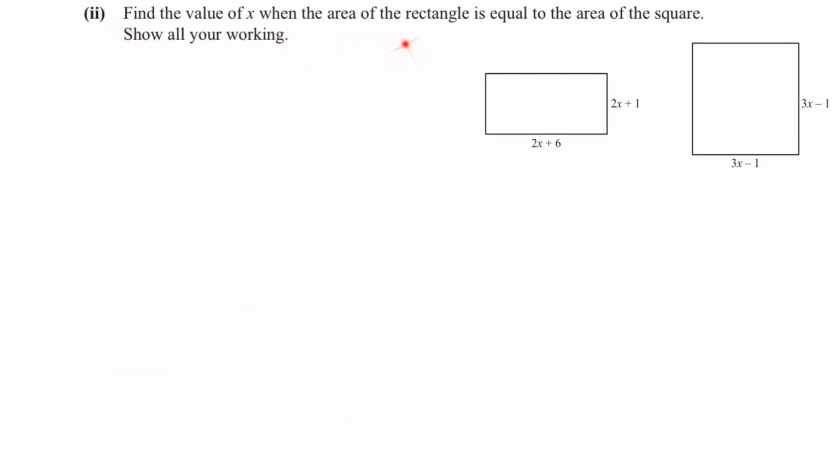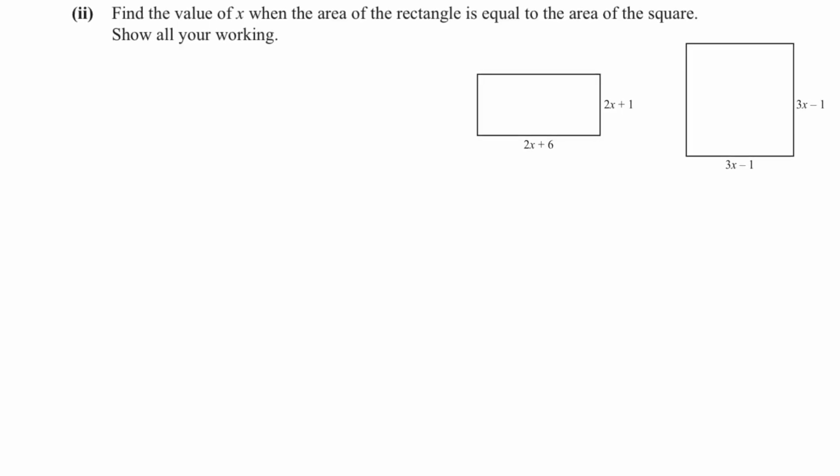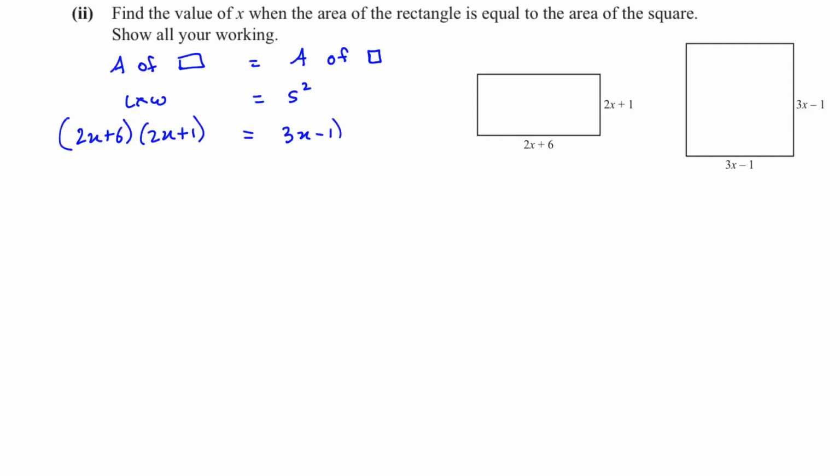In part 2, find the value of x when the area of the rectangle is equal to the area of the square. Show all your working. Area of the rectangle can be found by multiplying length with width. And this area is equal to the area of the square, which is found by side squared. So you can see that your length is 2x plus 6 and your width is 2x plus 1. The side of the square is 3x minus 1, squared.